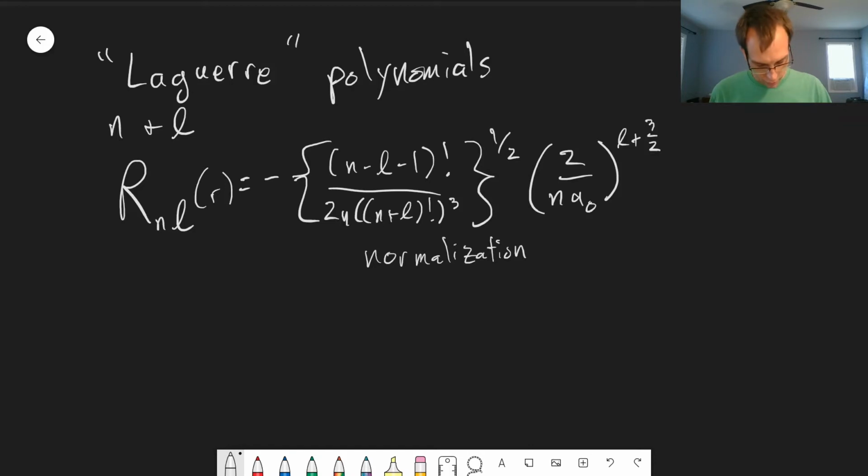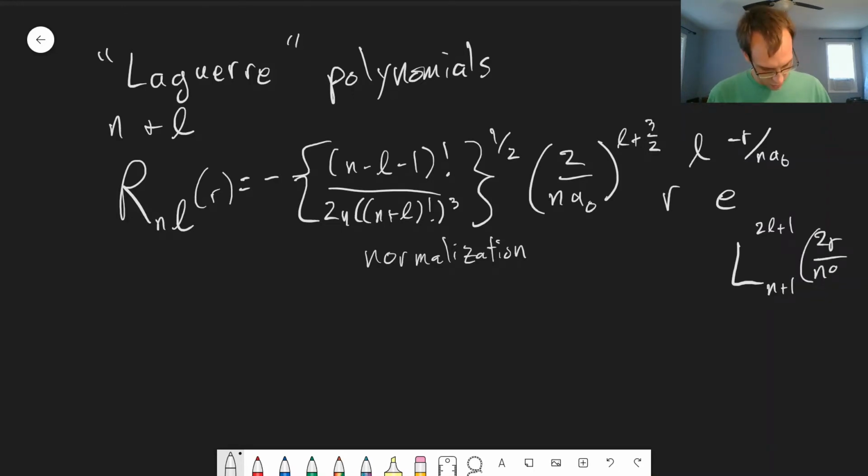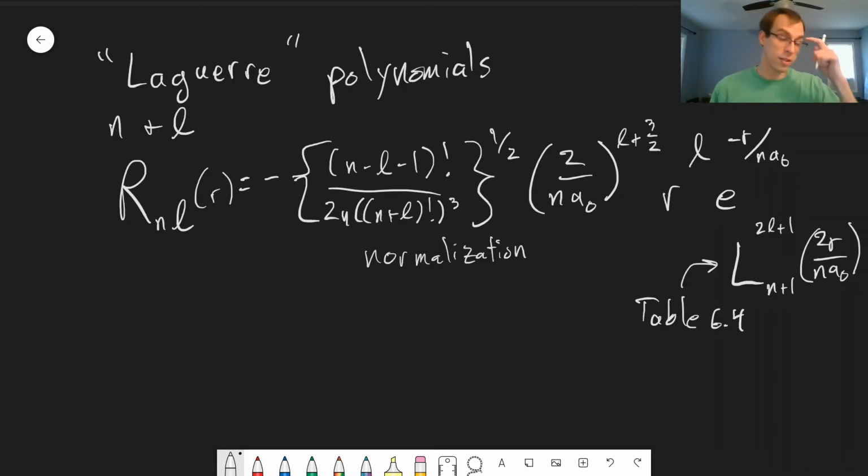And then we have r raised to the L power. So now we actually get the part that depends on our variables. e to the minus r over n a naught. And then the Laguerre polynomials. The associated Laguerre polynomials are written with this terminology L, n plus L, 2L plus 1 as a function of 2r over n a naught. And what these polynomials look like, you can look at table 6.4 in your textbook to see what these look like. All right, so mostly constants and then a polynomial multiplied by an exponential.